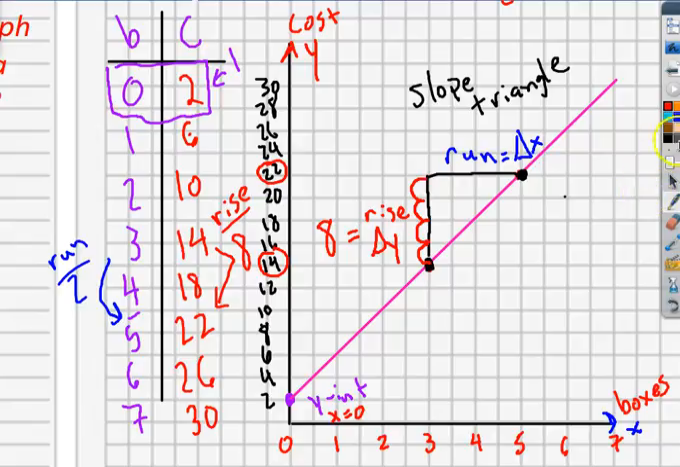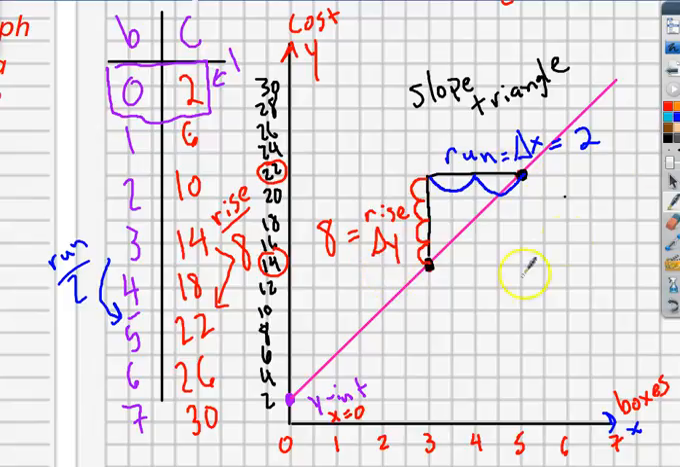And the run, I'm going to do the same thing, but each one is skipping 1, so it's going to be 1, and it's a little bit more difficult to count. So from 3 to 4 that's 1, 2. Okay, so the run is 2. So in a table the way to find the rise and the run is by subtracting, and in a graph the way to find the rise and the run is by counting.